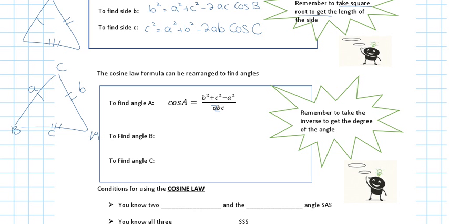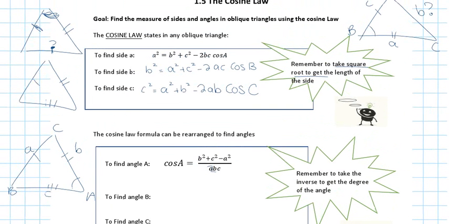So if I'm looking for angle A, the formula becomes cosine A is equal to b squared plus c squared minus a squared over 2bc. This is an isolation of cos A from this formula. Basically, they moved the b squared over, the c squared over, and divided by negative 2bc. But we'll give you the formulas. We're not going to ask you to isolate. It's already given to you. You just have to know how to use it.